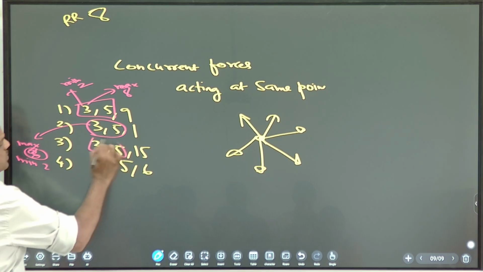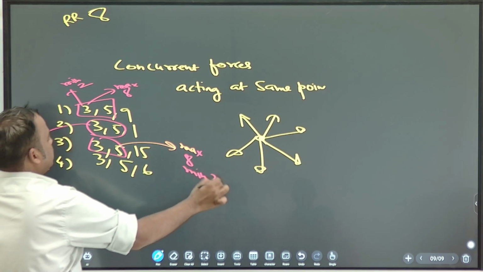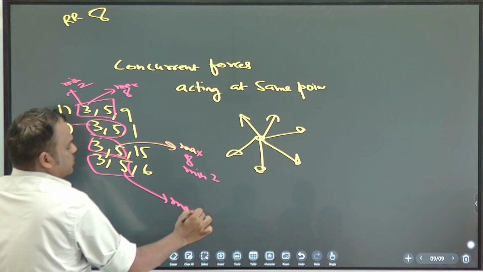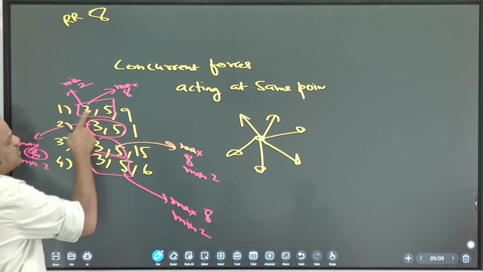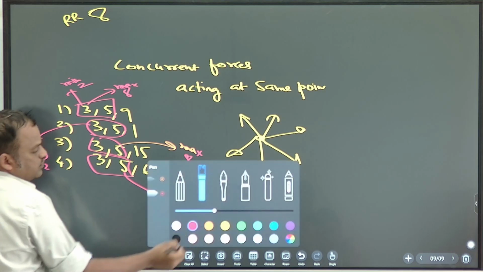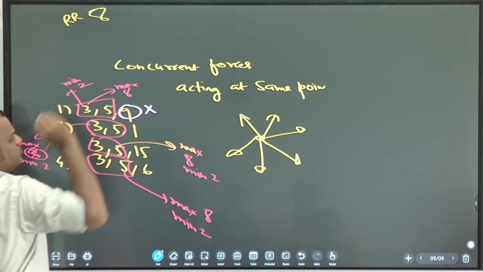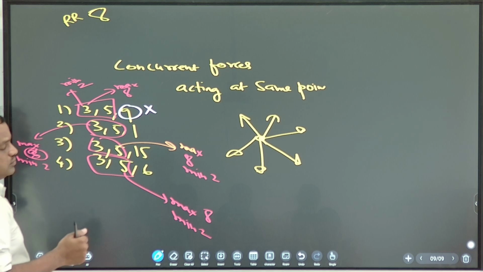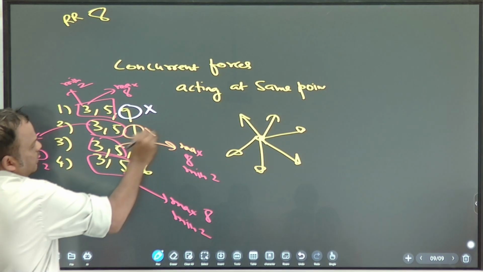In third option, what is the maximum? 8, minimum 2. All are the same only. Fourth option also maximum 8, minimum 2. Now maximum is 8, so 9 is not possible as resultant. Maximum is 8, minimum is 2. So 1 is not possible, less than 2 not possible.